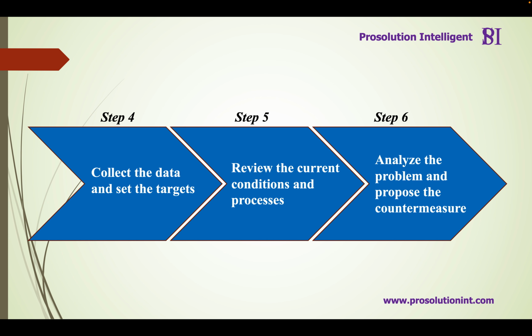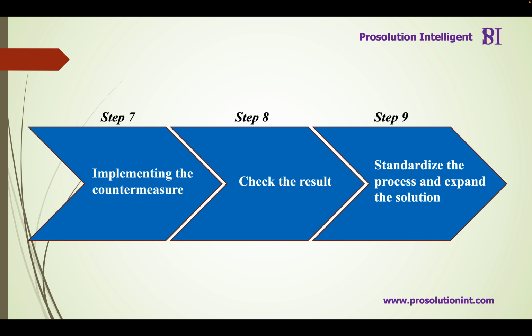So step 6, you propose a countermeasure, and then step 7, you start implementing the countermeasure. But before implementation, you have to make sure that you do the feasibility study on your countermeasure. You have to make sure that your budget and your resources, all of them, cover your countermeasure, and you don't have any problem doing the countermeasure or corrective action. So when you did your feasibility study, you start implementing the countermeasure.